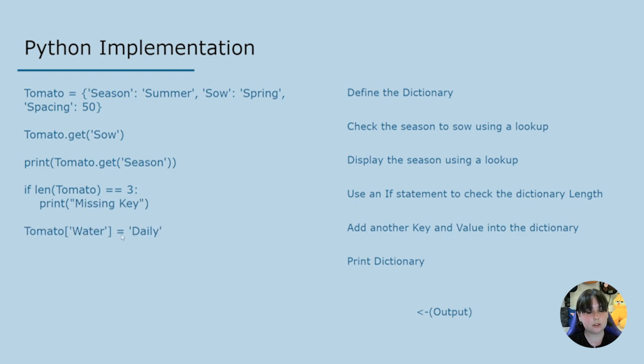And then tomato water daily is how we add an extra value. So tomato, square bracket, and then for the keys, we store the key in the square bracket and then equal to the value. If we print the dictionary, we can just print tomato. Very simple for that one. This is the output we get.